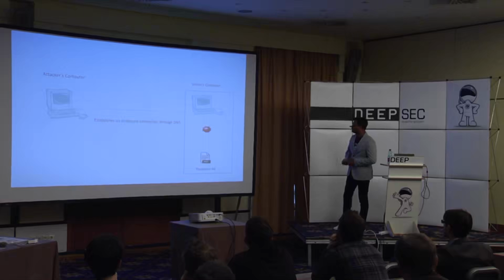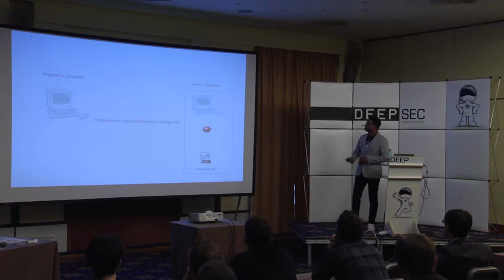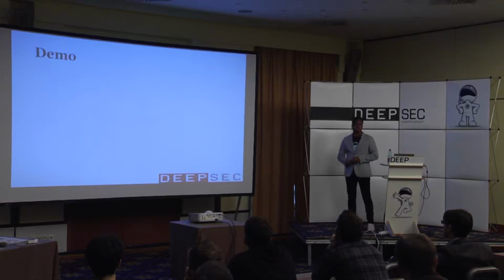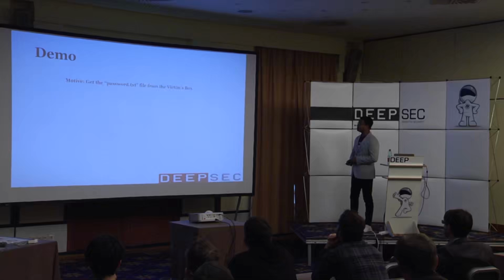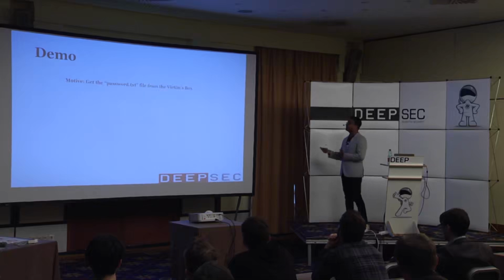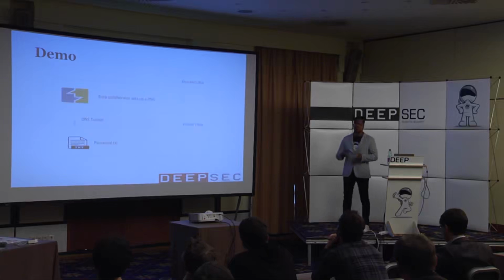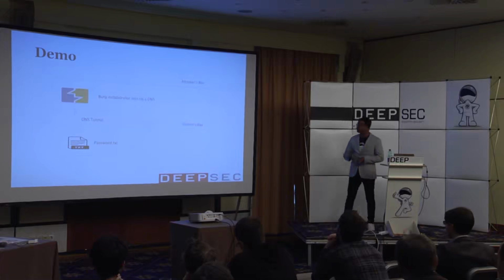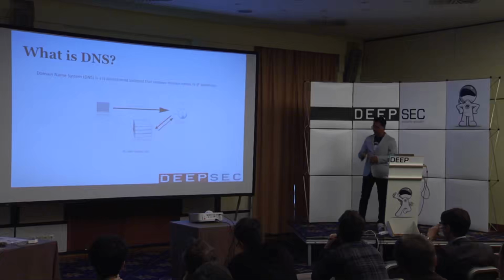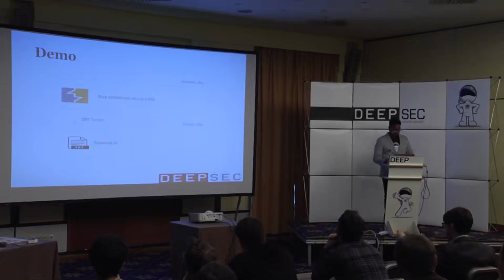My arrows are somehow missing here. We'll be having a demo for this as well. I'll be demonstrating that. The motive is to get the password.txt file from a victim's box, and we will be using Burp Collaborator because that's an easy setup for me. Then we'll take out the password.txt file and get it to Burp.